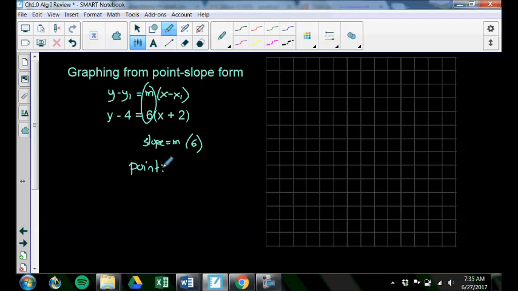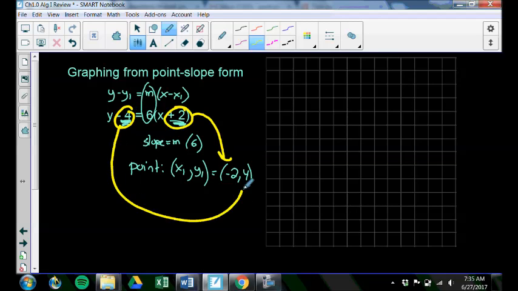So the point is always coming in the form of x1, y1. And so the point x1, y1 in this case is going to be -2, +4. The thing that throws people off about point-slope form is that you have to switch the signs of the numbers in the point. So that was a +2, it switches to a -2. This is a -4, it switches to a +4. And that happens because there are these negatives in the formula, y minus y1 equals m times x minus x1. The negatives, minus y1 and minus x1, cause you to flip the points around.